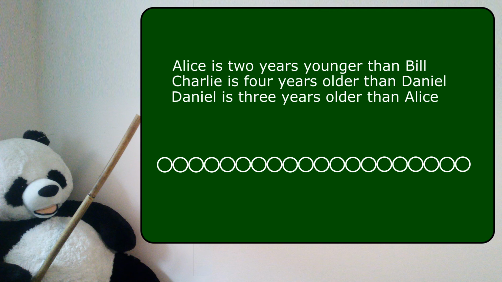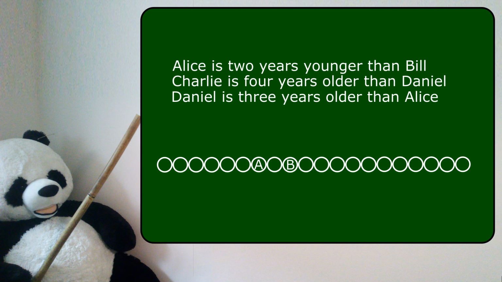What we do know, though, is that the one on the right is one more than the one on the left. So if we know that Alice is 2 years younger than Bill, we know that Alice is in one circle and Bill is not in the one to the right, but the one just to the right of that, which is 2 more.